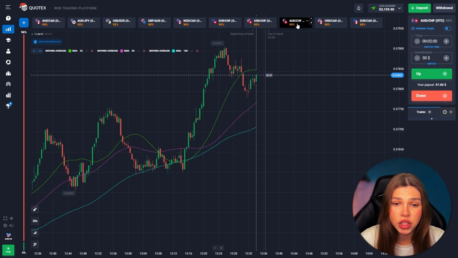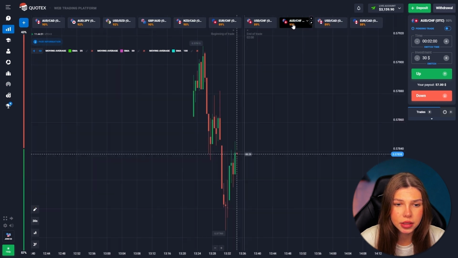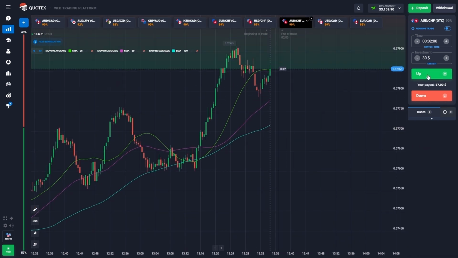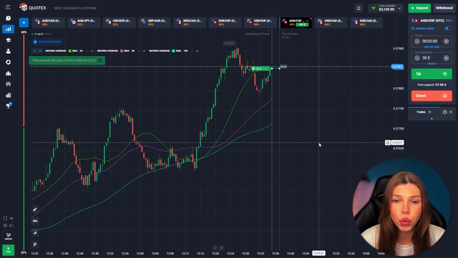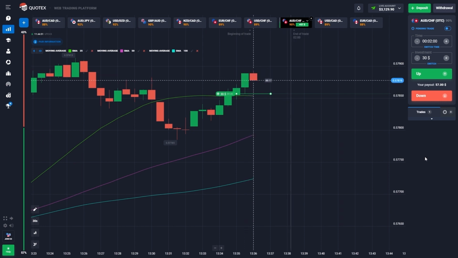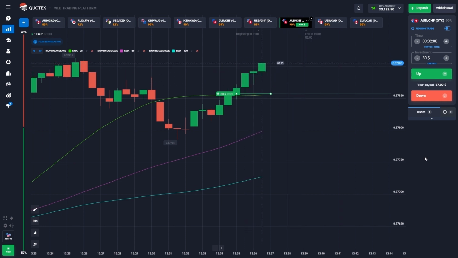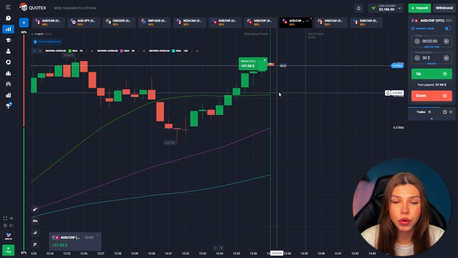The moving average is showing us upside now. It's about to close above the green line and we're going to open a trade on the upside. Okay, the trade is open. Let's wait and see what happens. And yeah, the trade closes profitably and we take our profit.